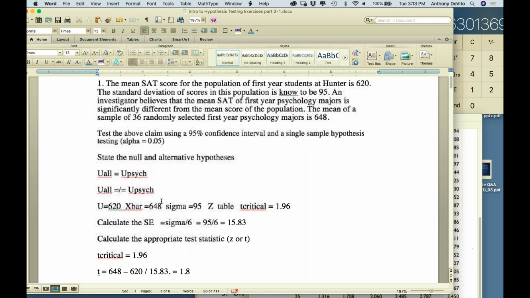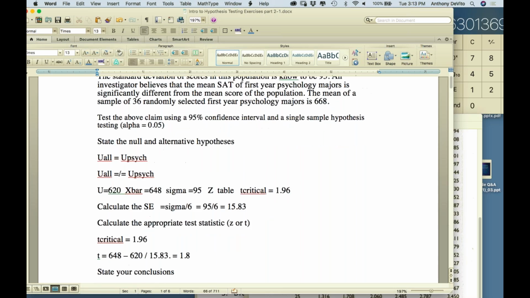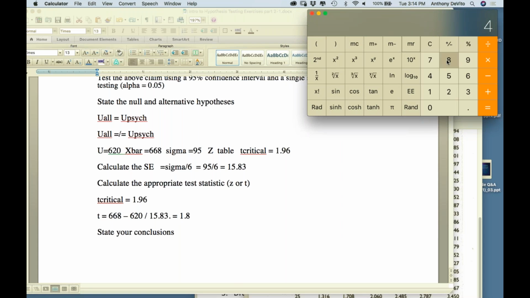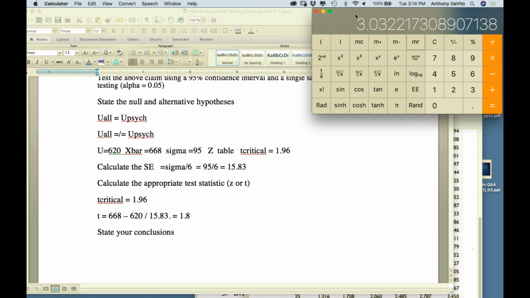Well, let's say that instead of being 648 and 620, the mean for these students turned out to be 668 instead. Well, how would that be affected here? Well, X bar is 668. 668 minus 620 is 48, right? 48 over 15.83. And my t-score now is 3.03.